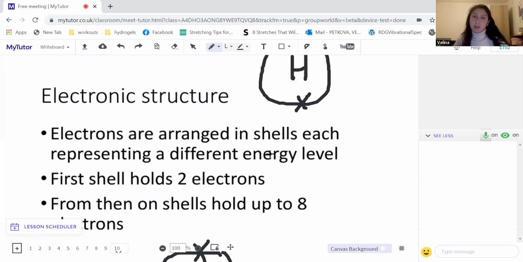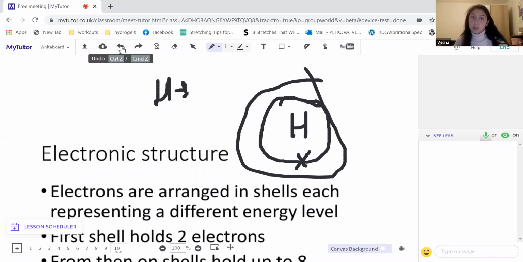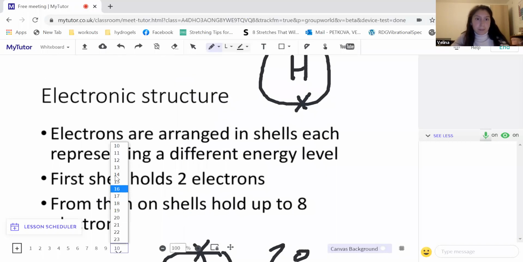Electrons are arranged in shells, which are the circles, and each shell represents a different energy level, and the one close to the nucleus is lowest in energy. The first one holds 2 electrons, and it's a full shell after that. From then on, shells hold up to 8 electrons. You only need to know how to do the electronic structure for the first 20 elements, because after that it gets much more complicated, and you don't need to know it.